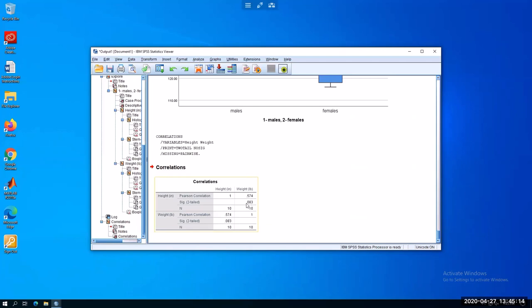The significance is what we want to see. Significance is 0.083. And significance levels under 0.05 are statistically significant. So obviously this correlation is not significant. Because it's over 0.05. If it was under 0.05, we would see probably some star, or it would be mentioned here in the footnote that it's significant. But here there is no significance.